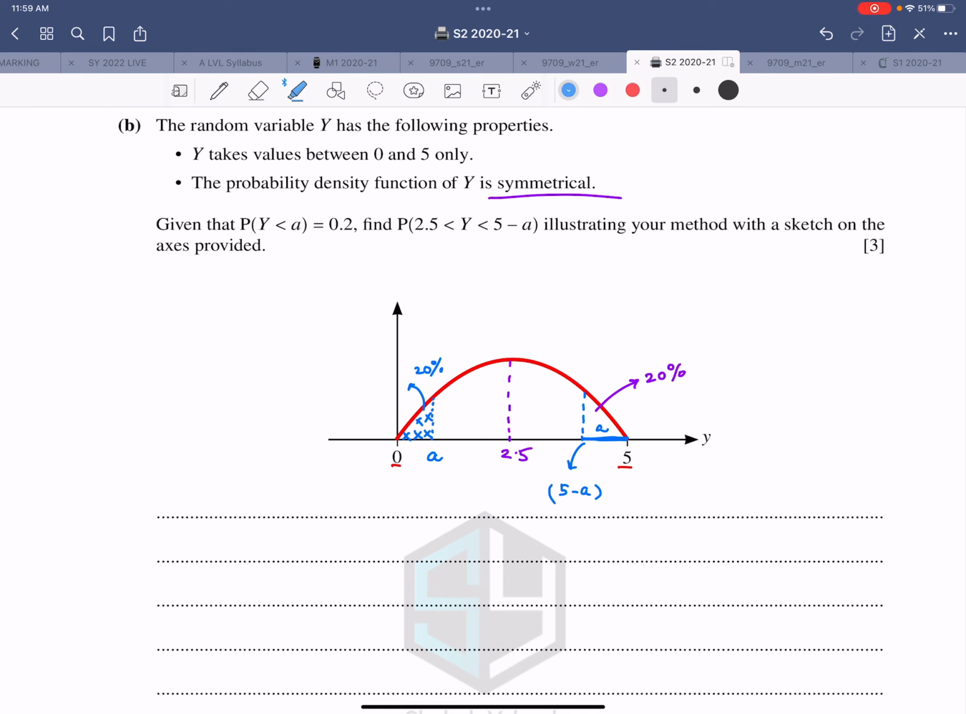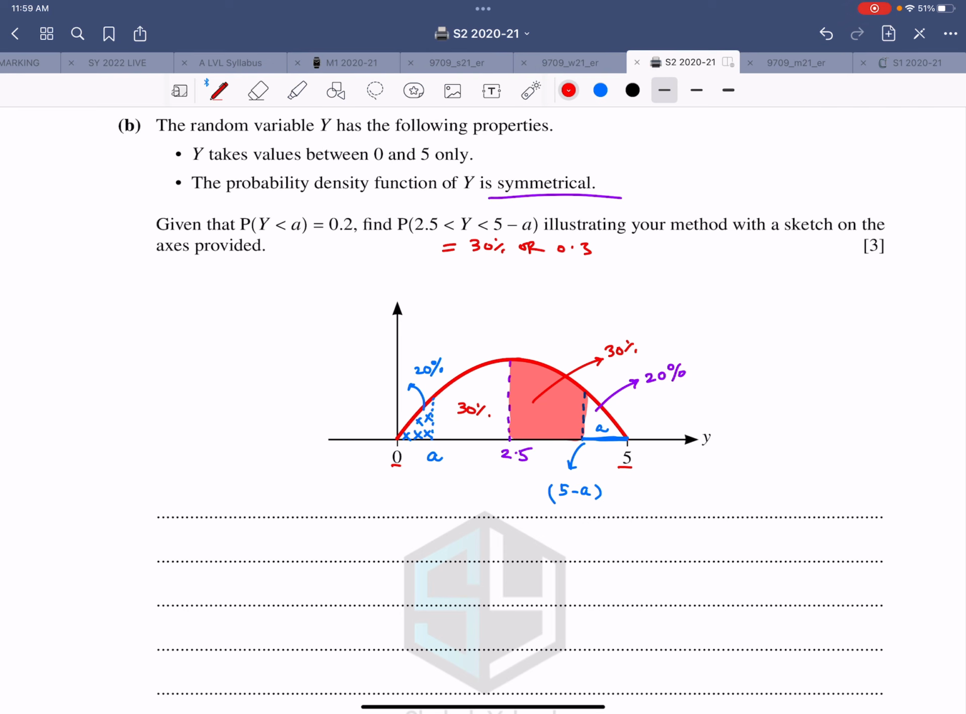So what the examiner is asking is this. You should calculate the probability between these two values, something like this. So now, very simple working. This is 20%, this was 50%, this is 30%, this is 30%. So the answer comes out to be 30% or 0.3.